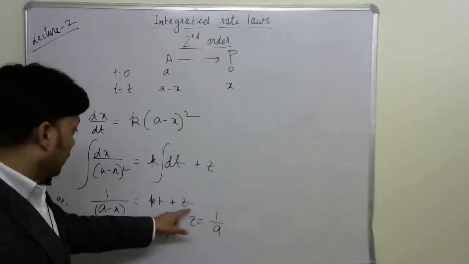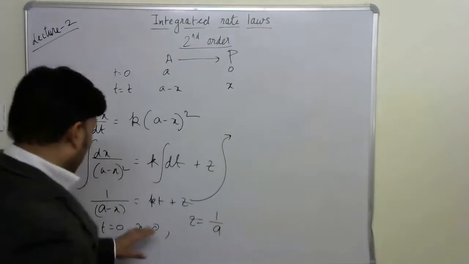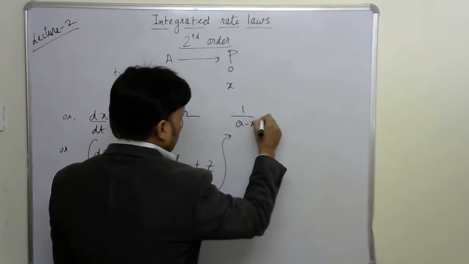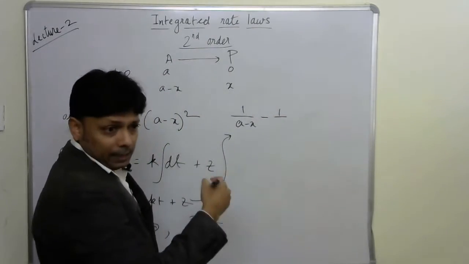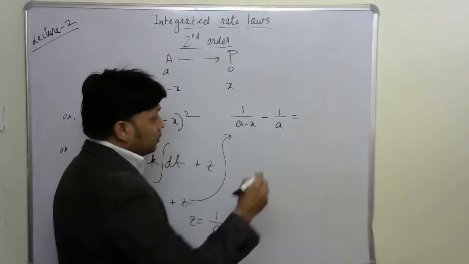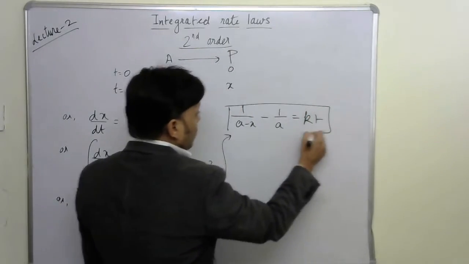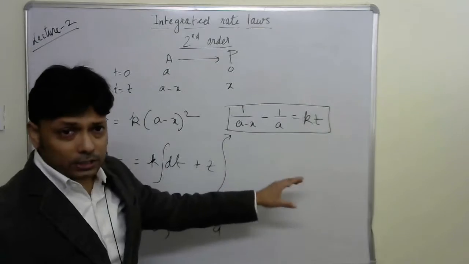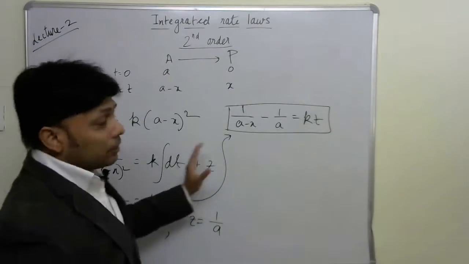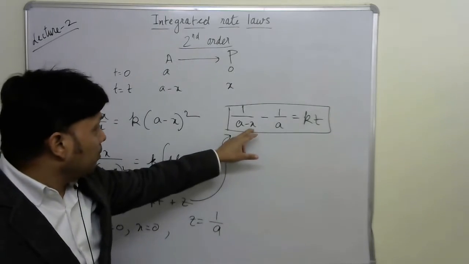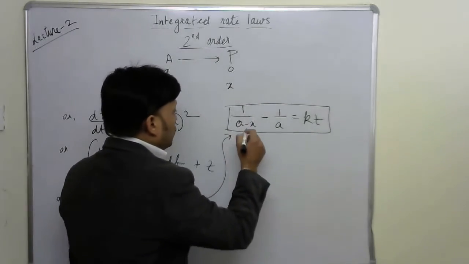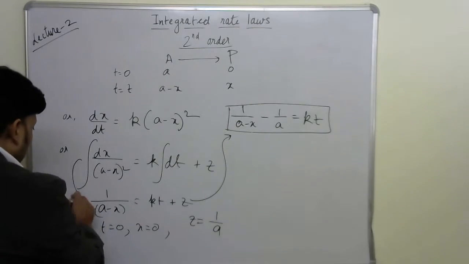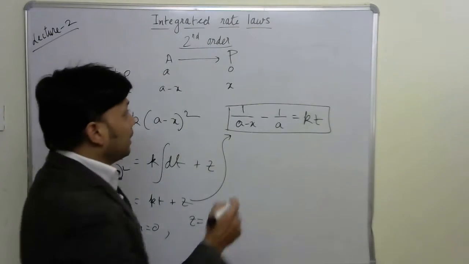So considering z is equal to 1 over a, we can now write the entire integrated rate equation for second order, and that is 1 over (a minus x) minus 1 over a is equal to kt. So this is the final form of the integrated rate law of second order reaction, provided we consider the rate of formation of the product, or the concentration of the product P at any time t.